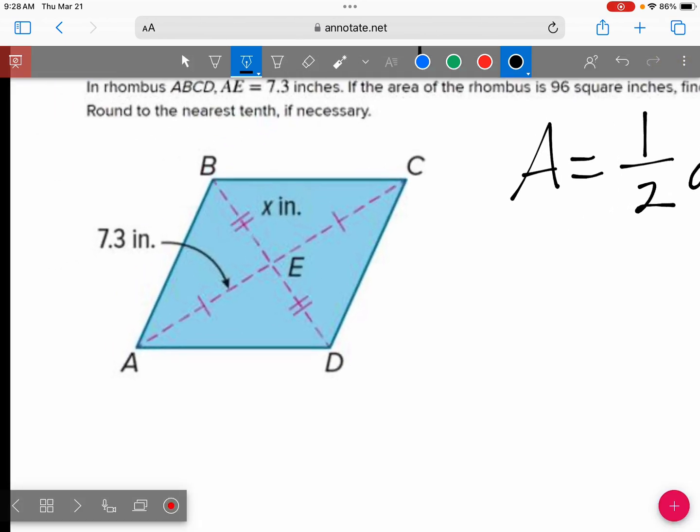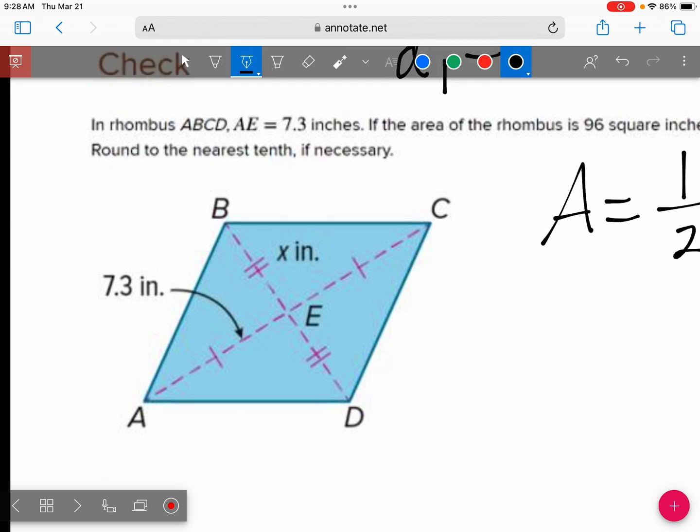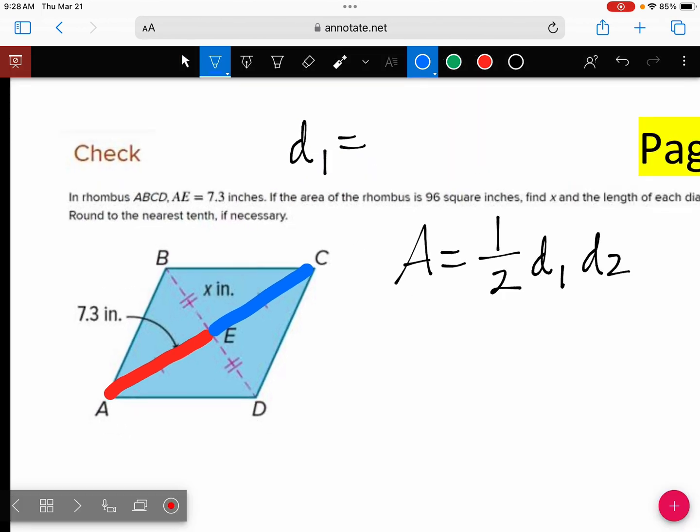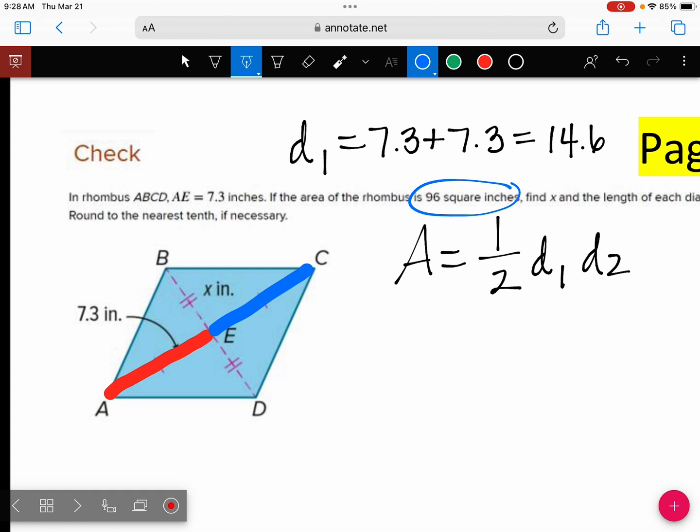In this example, do you see how it tells us that A to E? See where it says A to E is 7.3. So how do I figure out what this would be from A to C? Then I would have to take 7.3 plus 7.3. So diagonal 1 is going to equal 7.3 plus 7.3. So let's figure out what that is in your calculator. Yeah, what did you say, Cortez? 14.6. And they told us that the area is 96.